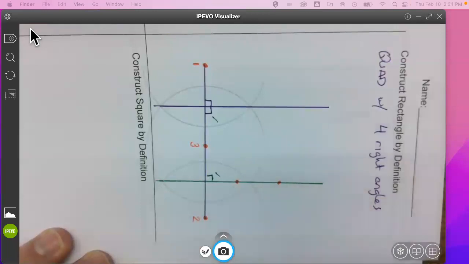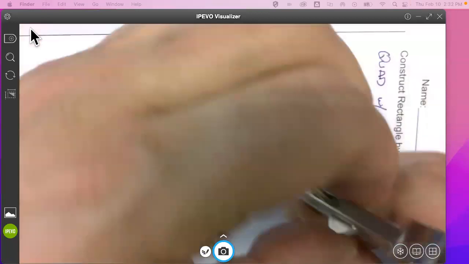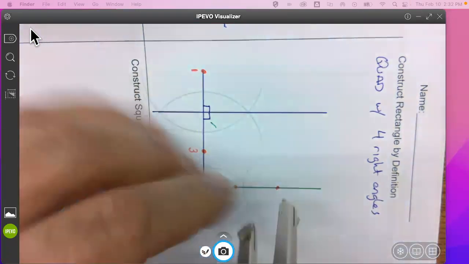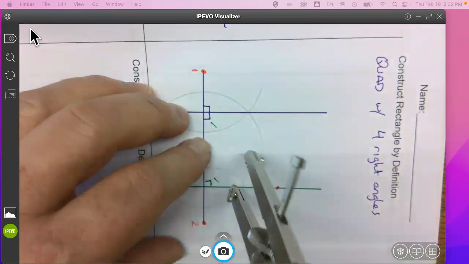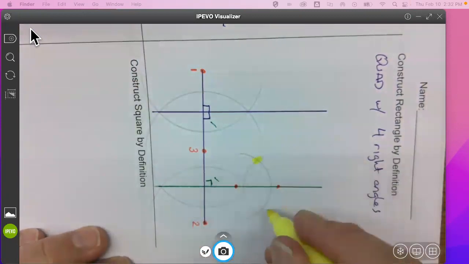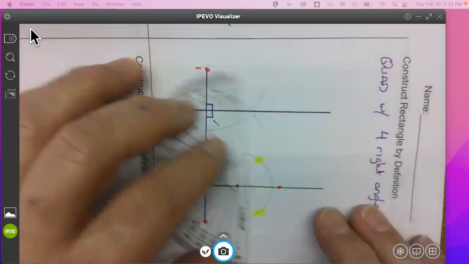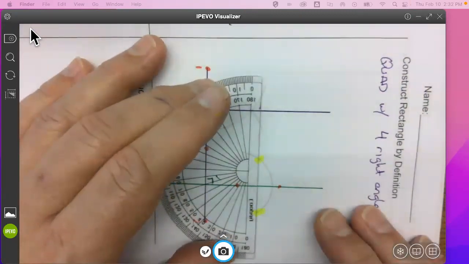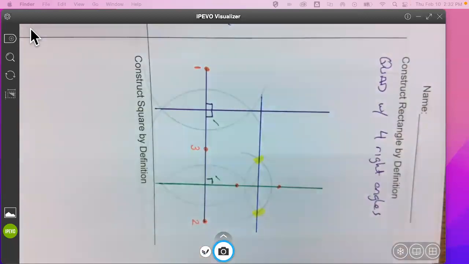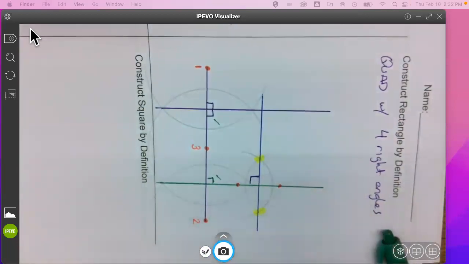So I just randomly threw a couple points on there. And I do the same thing we just did. I'm going to go more than halfway between them. Make an arc. The same length from the other endpoint, giving me a football. 2 points of intersection. And that gives me my 3rd right angle.